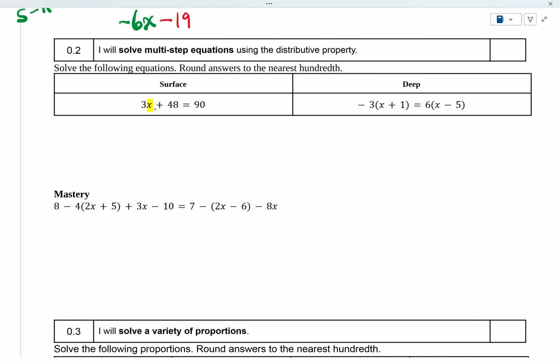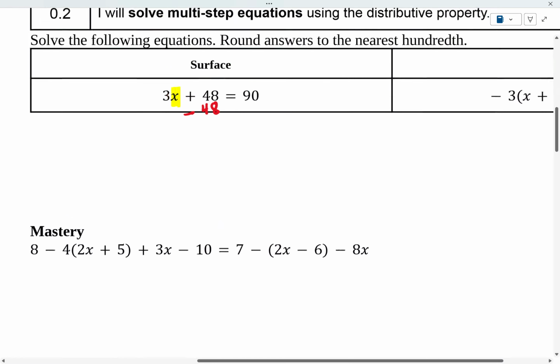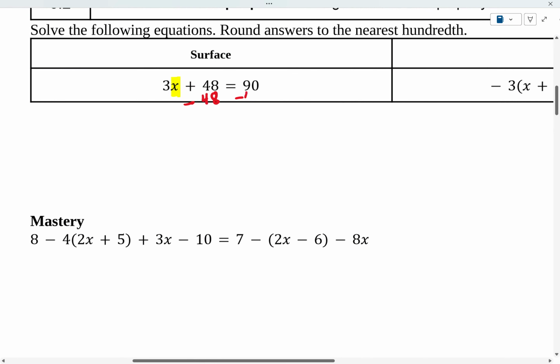So for example, right now 3x is being added together with 48. We are going to do the opposite of add 48 and subtract 48 to both sides. So as we know, we want to balance the equation out. 3x we did nothing with, and 90 minus 48 is going to be 42.